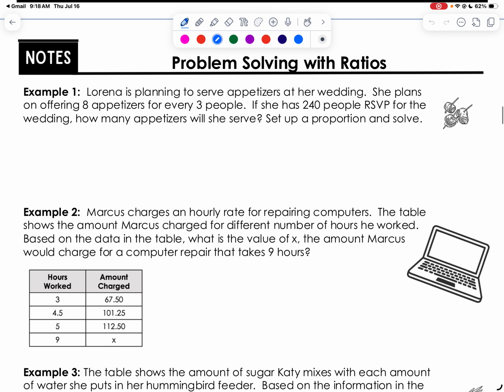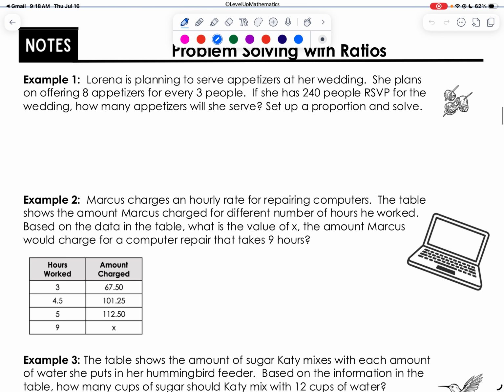Lorena is planning to serve appetizers at her wedding. She plans on offering 8 appetizers for every 3 people. If she has 240 people RSVP for the wedding, then how many appetizers will she serve? Set up a proportion and solve.